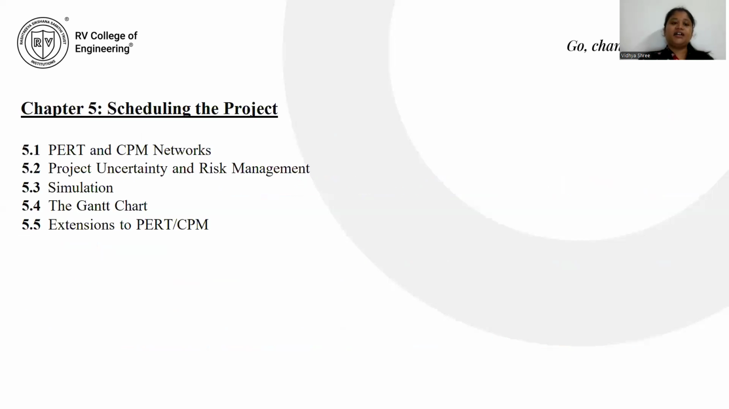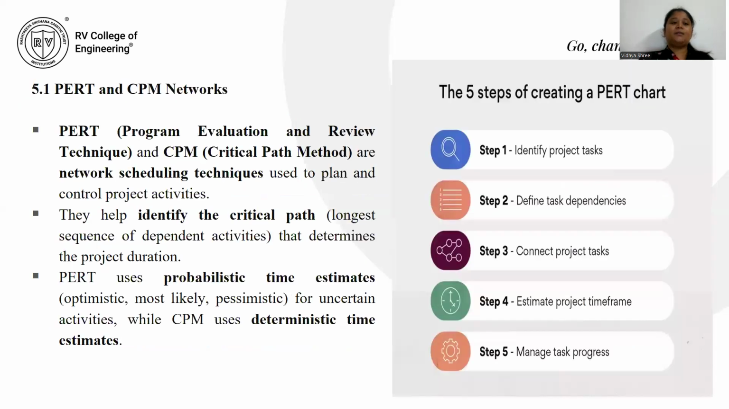Chapter 5, scheduling the project, includes PERT and CPM networks, the critical path method, project uncertainty and risk management, simulation, and the Gantt chart and extensions towards the CPM and PERT. The PERT, program evaluation and review technique. These are the steps to create a PERT chart.